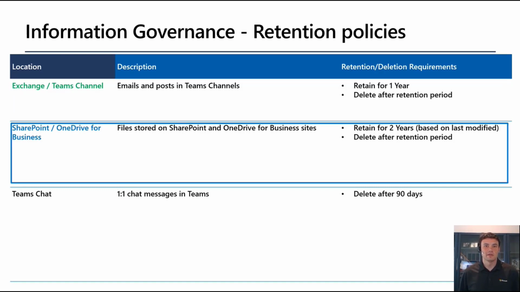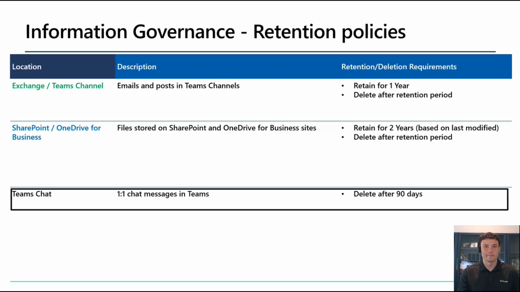Documents usually have a slightly longer useful period. So for SharePoint and OneDrive content, we want to retain for 2 years based on the last modified date before disposing. Then finally, Teams one-on-one chat messages. This type of content is usually mostly unstructured conversations and can sometimes pose more of a liability by keeping them around. So we want to mitigate that potential risk by enforcing deletion after 90 days.